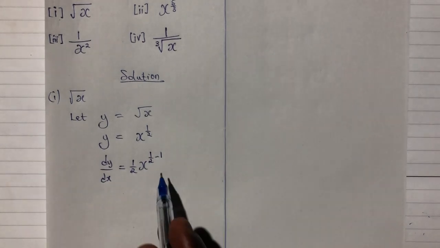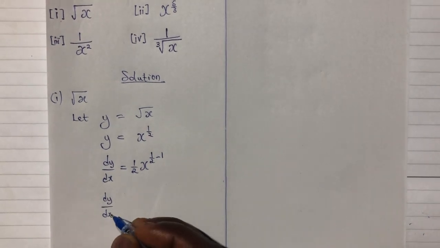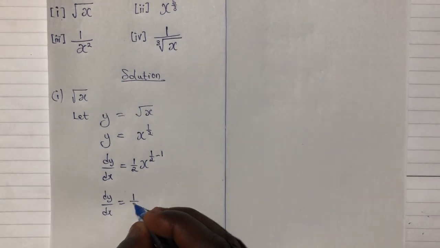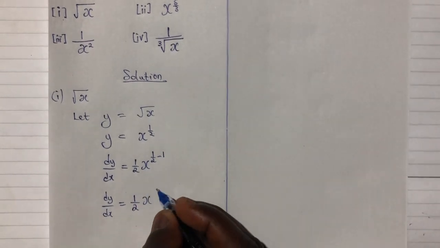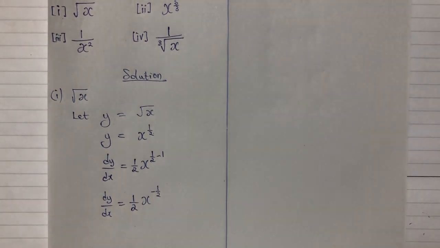So when we subtract this, we are getting dy dx being equal to 1 out of 2 x raised to the power negative 1 out of 2. You can punch this side on the calculator.